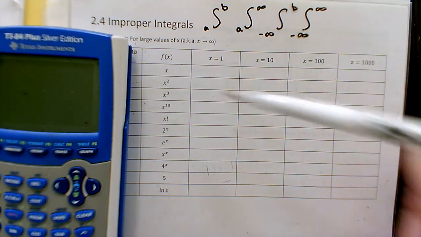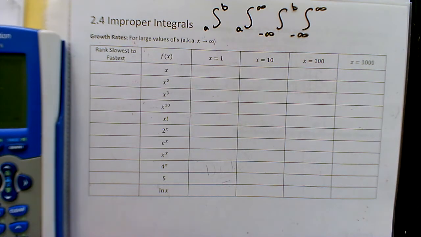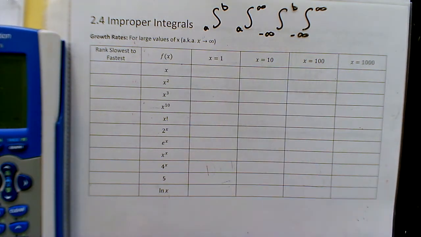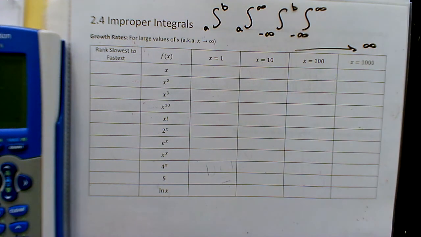Okay. So in the second column, we have a bunch of different functions, and we're going to plug in some different x values. Notice how they're getting bigger and bigger and bigger, okay, signifying how we're going off towards infinity. And once we have all of these function values, we're going to go ahead and rank these functions from slowest to fastest in terms of their growth rates. So some of these you might be able to do in your heads. Other ones you might have to use your calculator.